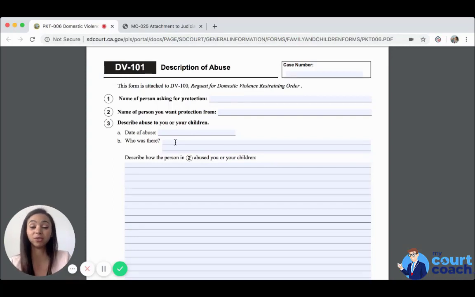So who was there? If there were other individuals besides you and the abuser that were there, you absolutely want to include them. If your kids were in the house, you want to go ahead and include them. Anybody that was in the house at the time that this abuse was taking place, and if the abuse took place in the house, you want to go ahead and list them. Even if your neighbor had knocked on the door during the abuse, go ahead and list them. It's very important to list anybody that was present at the time of the incident.